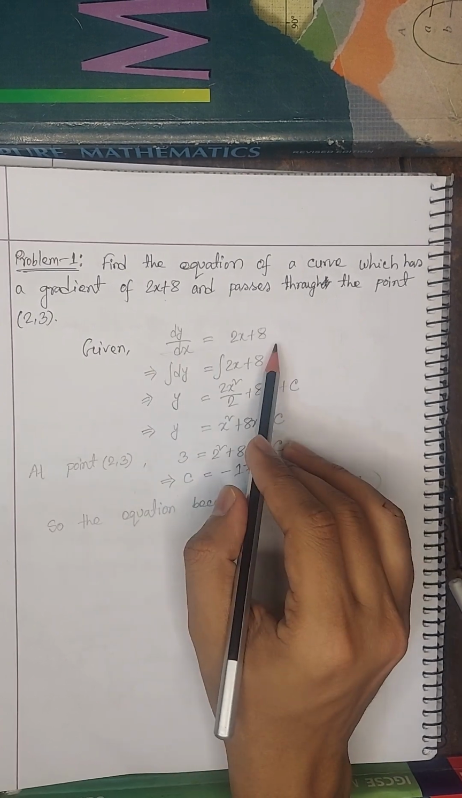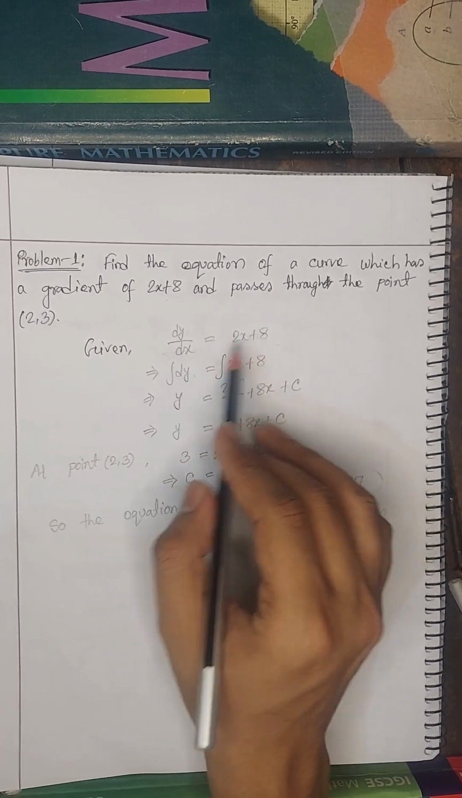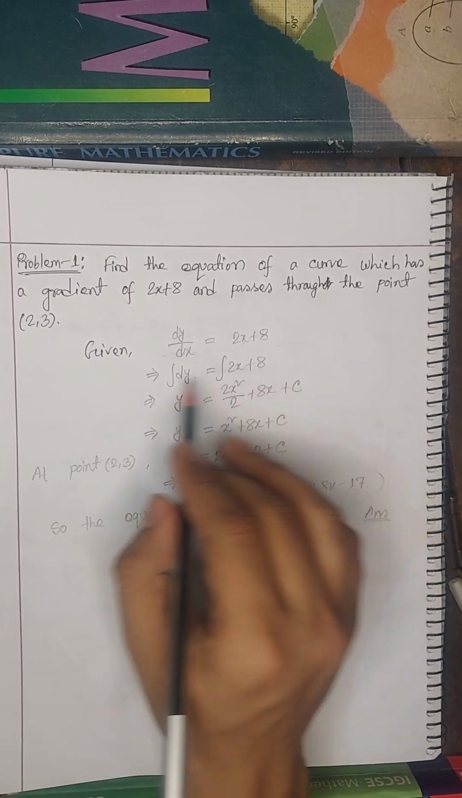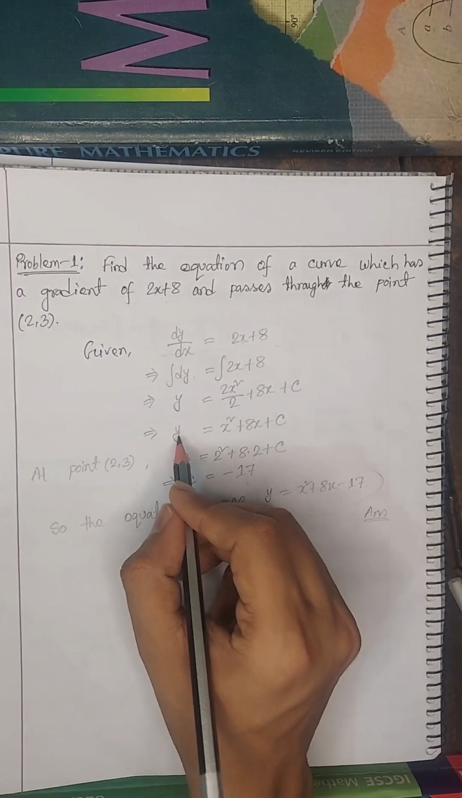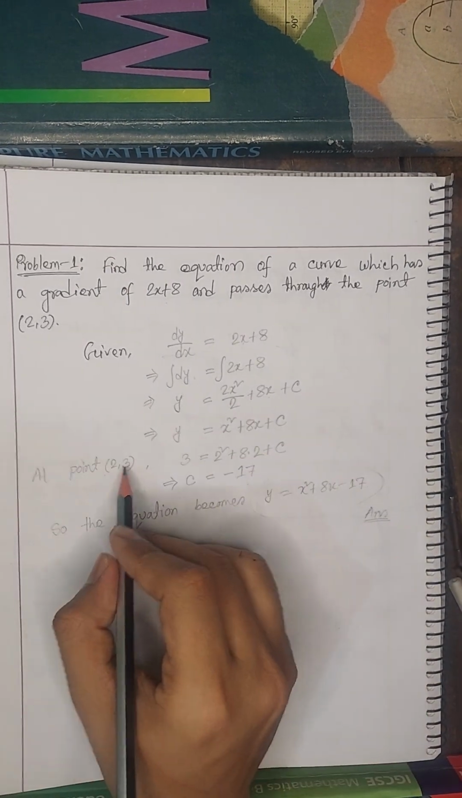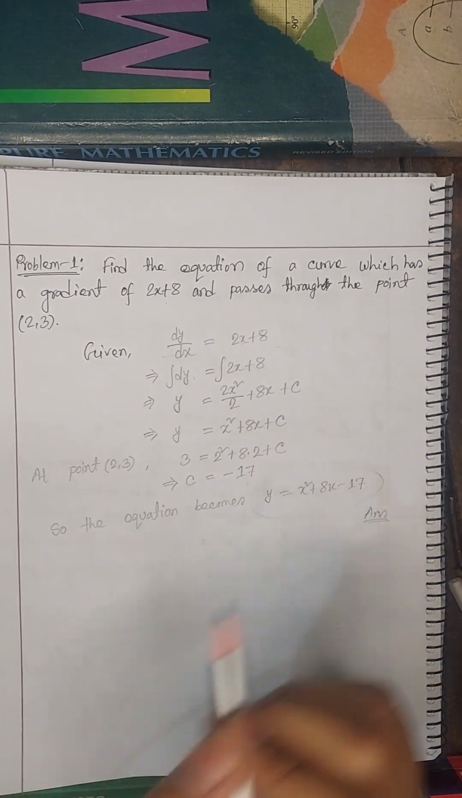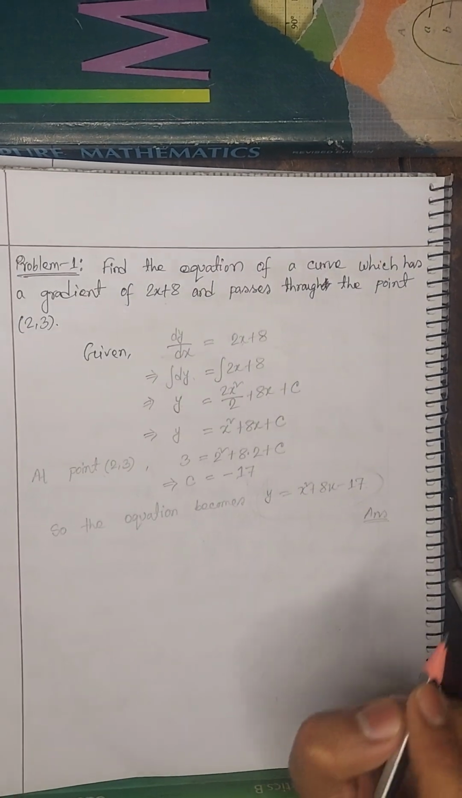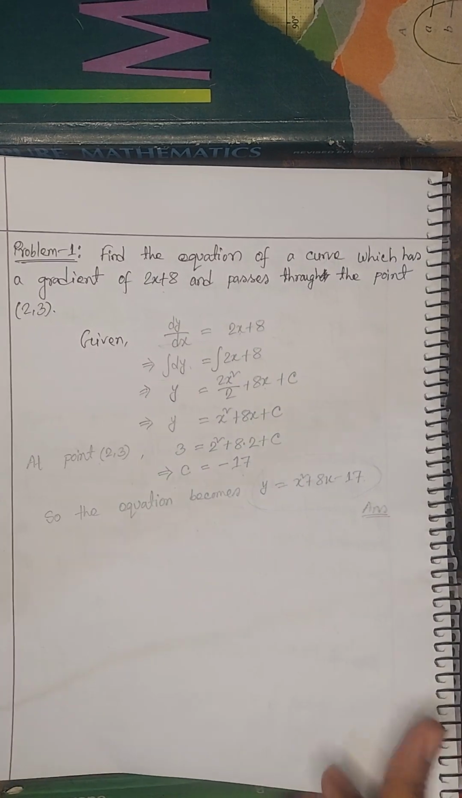We are given this, and from this equation we get the value of dy, which is 2x plus 8, and if we integrate both sides, then we get y is equal to x square plus 8x plus c. And if at the point 2, 3 the value of c will be minus 17, so the equation becomes x square plus 8x minus 17.